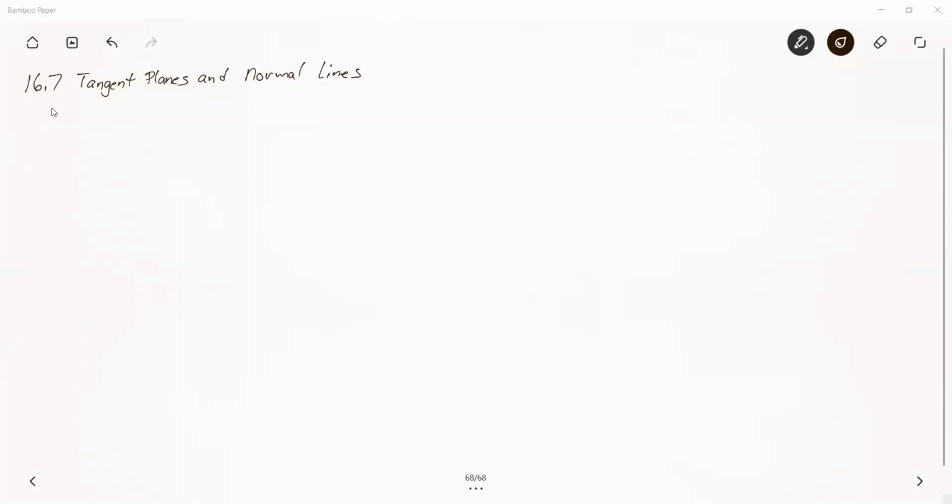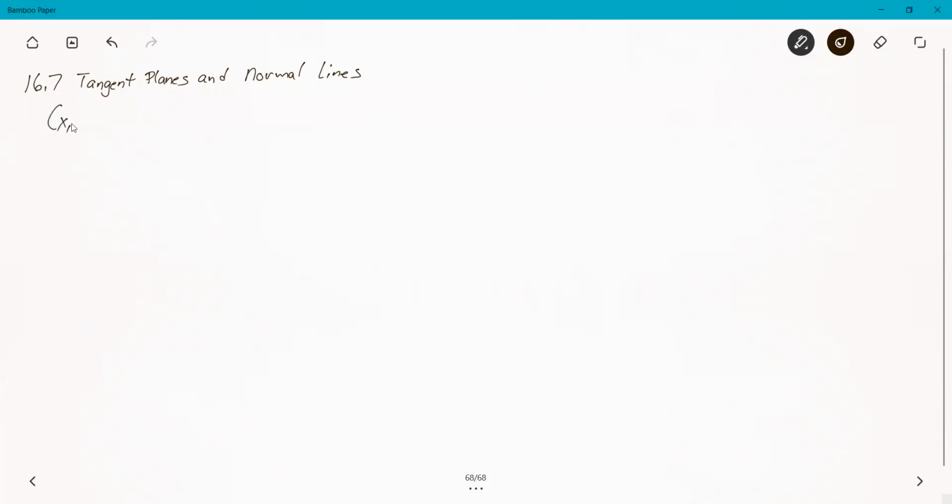For 16.7, tangent planes and normal lines. Say we have some x, y, z with a parallel vector, and we'll say that that parallel vector is a sub 1, a sub 2, and a sub 3, whatever those values are.